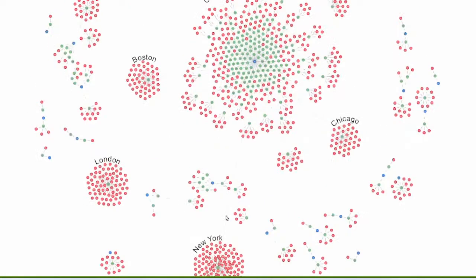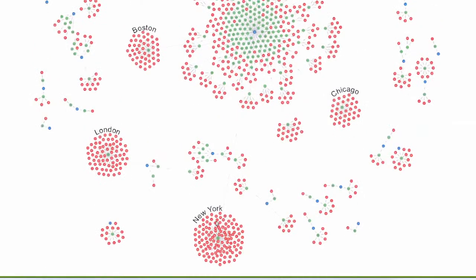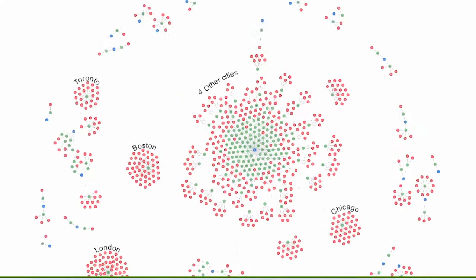So over here we can see a cluster of investors around several cities, namely New York, London, Boston, Chicago, and some in Toronto as well.